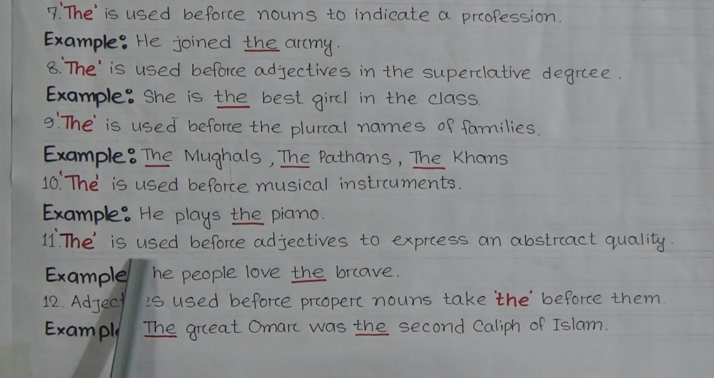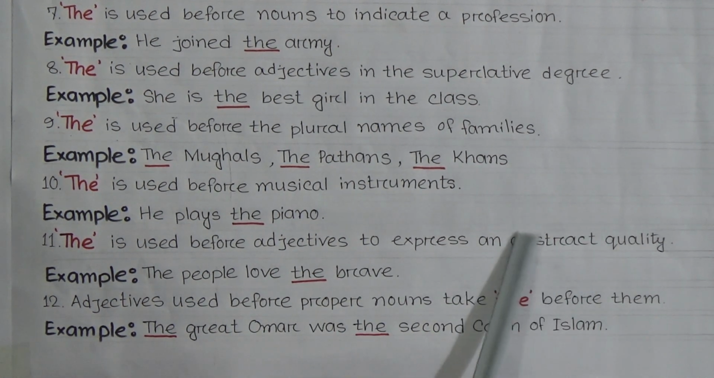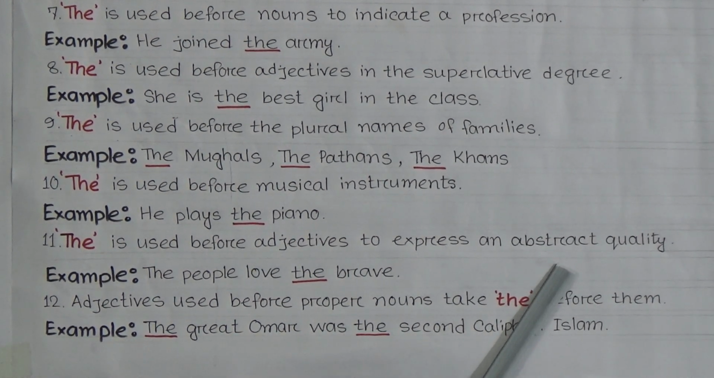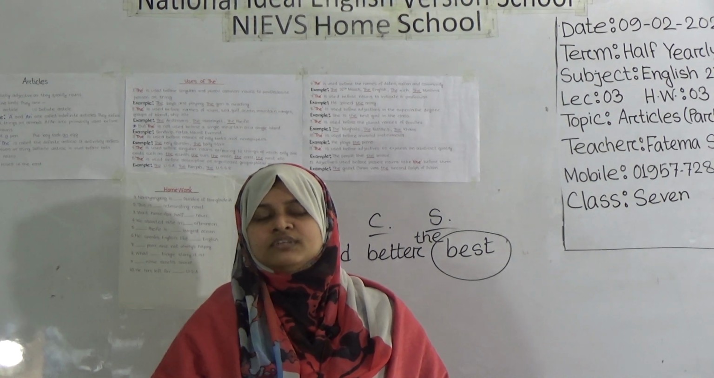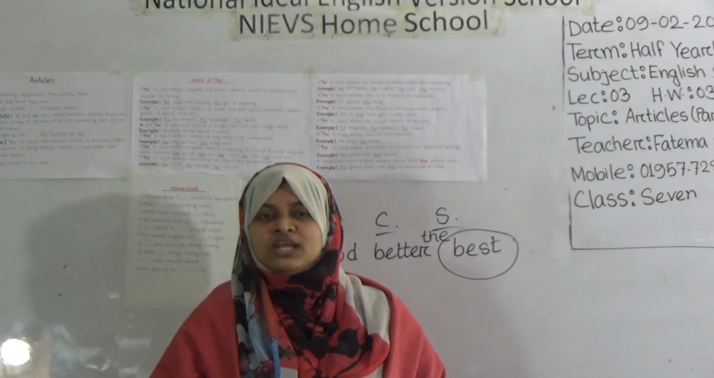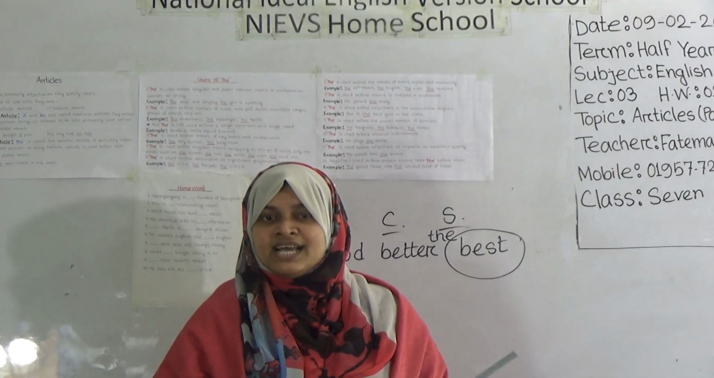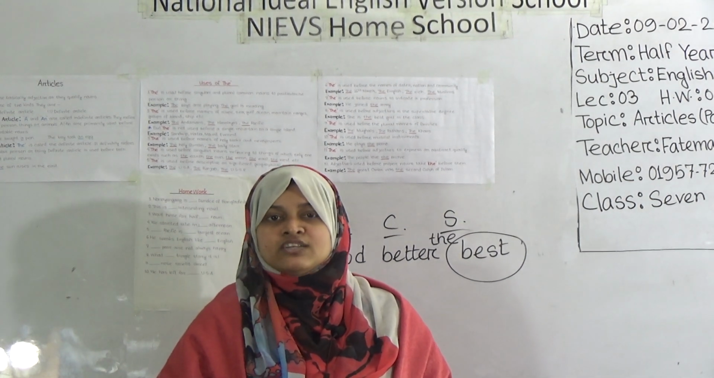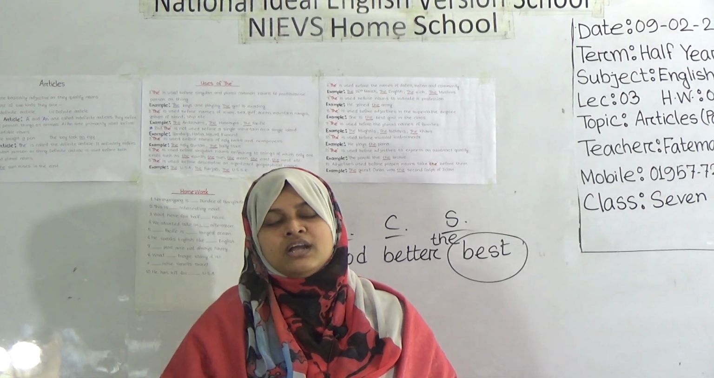Rule number 11, the is used before adjectives to express an abstract quality. Students, do you know what abstract quality is? Abstract noun, you have heard about that. Students, can you remember what an abstract noun is? You have learned this in the classification of nouns. Abstract noun means the quality that is inside you or any person. You know that it has existence, but you cannot see it, taste it, or touch it. That is called an abstract noun. So if you get such a word, you have to use the article the.